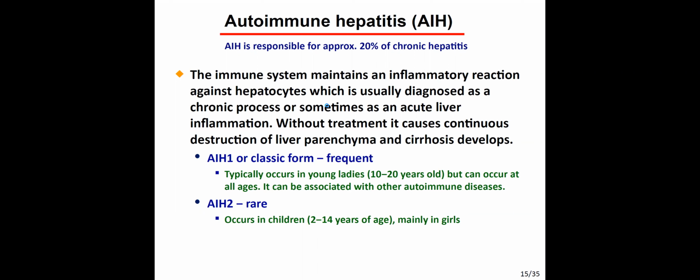Now, there are two types of autoimmune hepatitis. The first type, or the classic form, is a frequent one that usually happens in girls in their 20s. It is a relatively mild form of hepatitis, but it is chronic, so it's going to cause a chronic disease that in the end leads to cirrhosis. Type 2 is a rare one and usually occurs in children and at early ages.